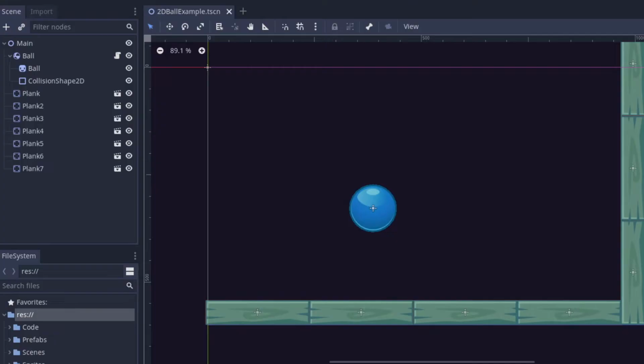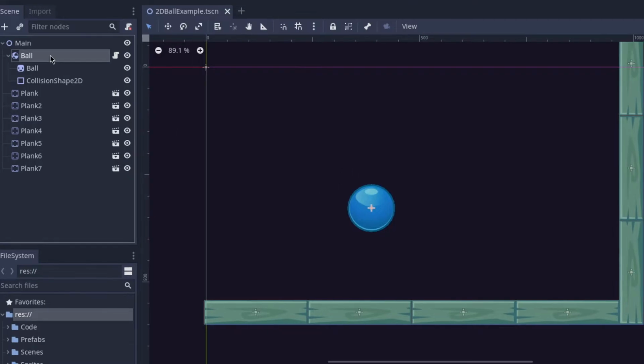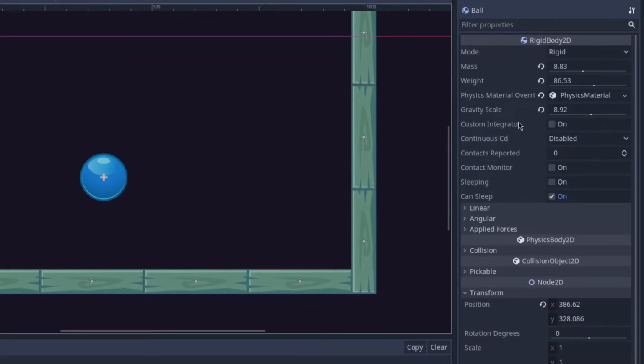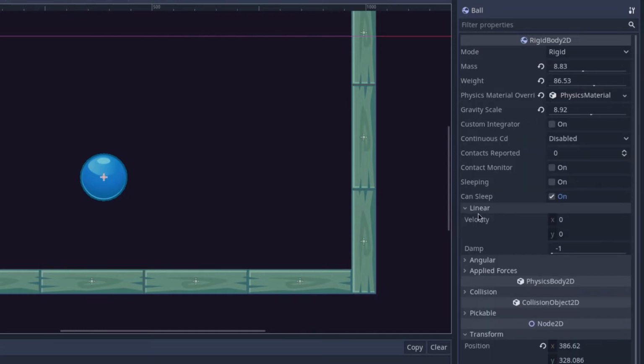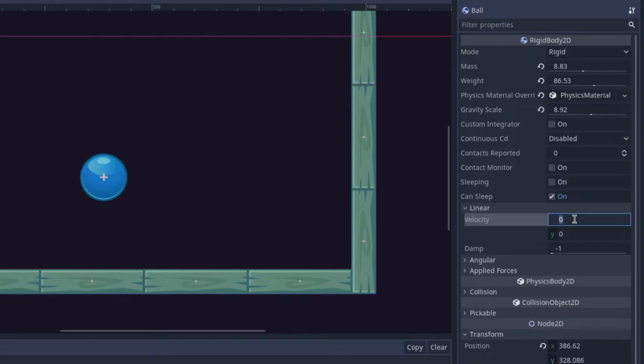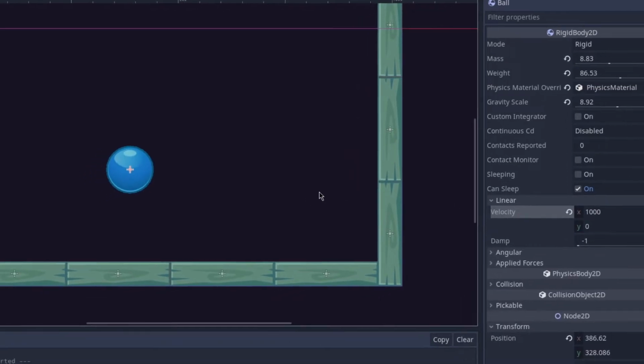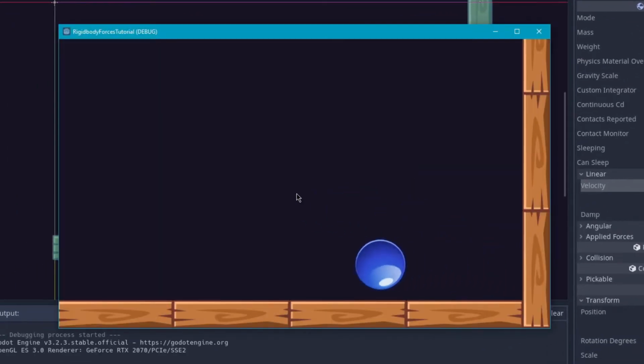Here I have a couple of static bodies and a rigid body for the ball. Let's have a look at its properties. Gravity is the only force that's applied to the rigid body by default, but there's also the linear velocity. Let's set the x velocity to 1000. And if we run this, you will see that it will start with an impulse to the right.